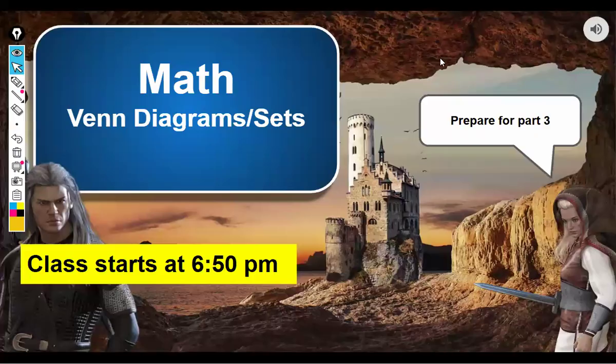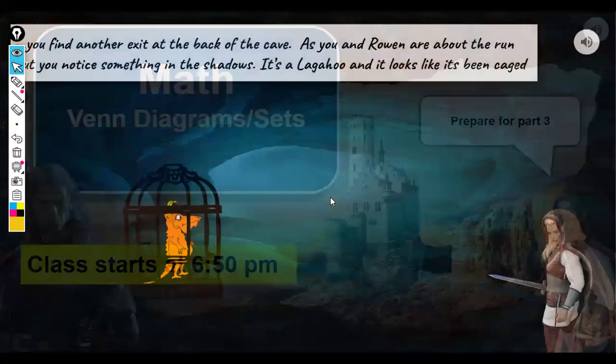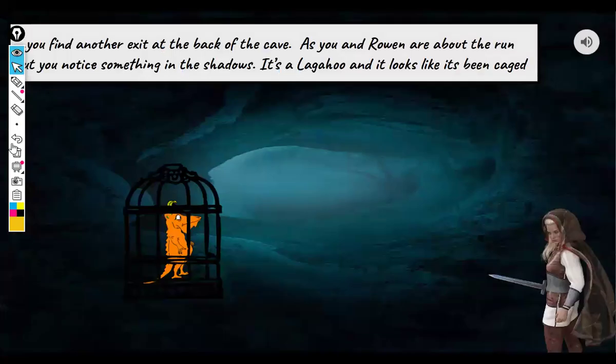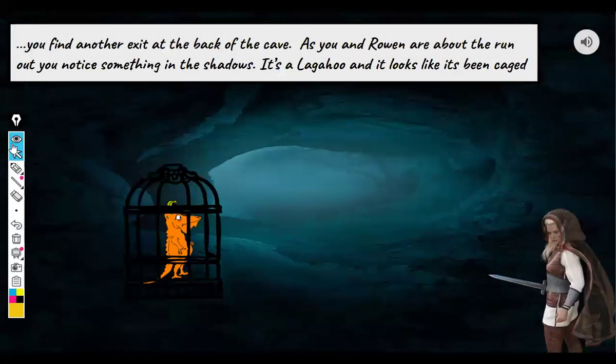For recording purposes, today is Venn diagrams and sets part 3. And this is the slide, the ending slide from last week. Well, one of the ending slides.